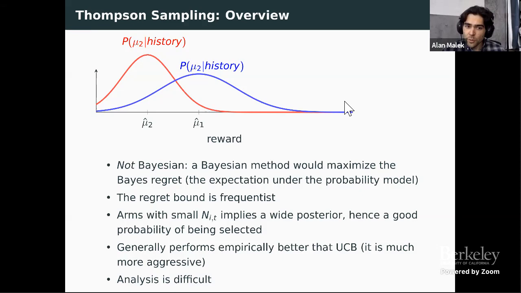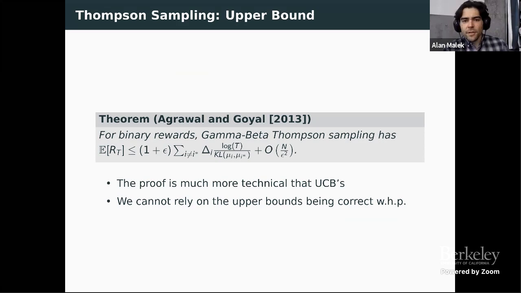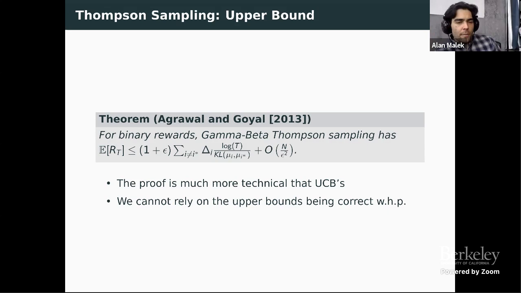The reason why people really like Thompson sampling is it is more aggressive than UCB and tends to do better in practice. The downside is that the analysis is much more difficult because you don't have this upper confidence property to exploit. And the first analysis of this algorithm was Agrawal and Goyal in 2013, and they showed that the regret of the Gaussian or Beta Thompson sampler, where you just have Gaussian priors or Beta priors and the matching likelihood, is exactly what you would hope it would be. It's the sum over i of delta_i times log T over the KL, which is sort of the optimal order that you might hope. And I mentioned the proof is a lot more technical.